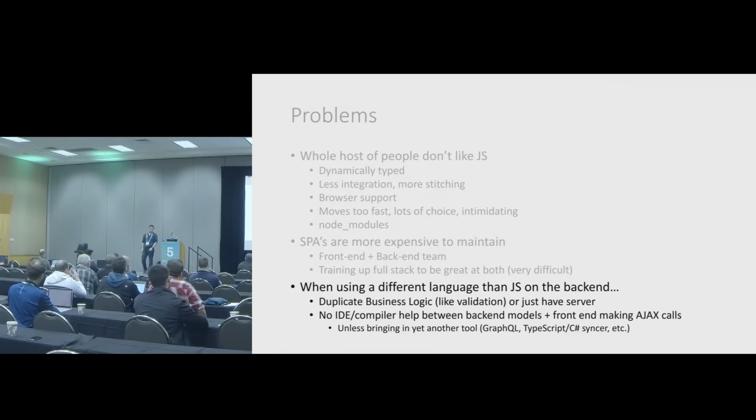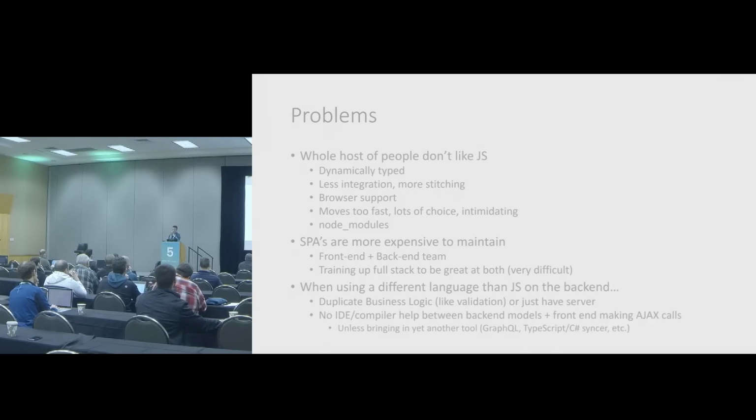As well as you get no IDE help when you do an AJAX call, right? So if you're using fetch, Axios, jQuery, whatever it is, and let's say you're getting back a customer, and you're like, all right, I need the job of that customer object I'm getting back, but I don't remember if I called it job or occupation, so now I've got to go look and see what I called that. Unless you bring in yet another tool like GraphQL or something that keeps your TypeScript models in sync with your C# models. But again, that's yet another tool you have to bring into your tool chain.